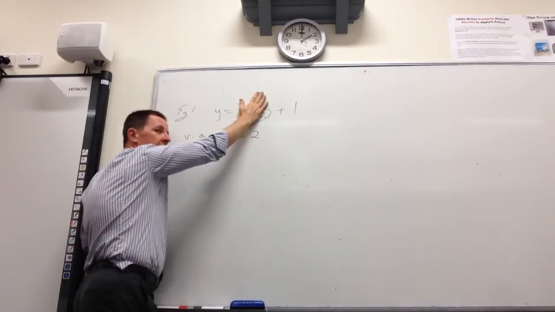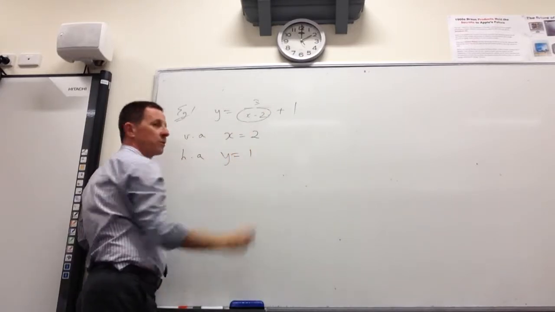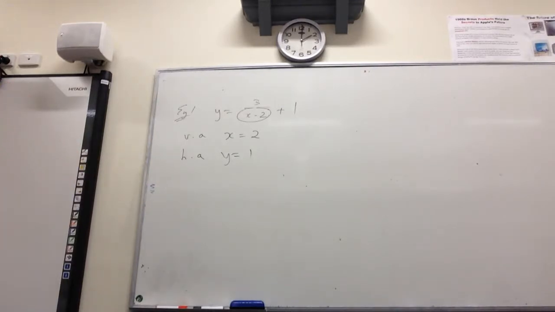My horizontal asymptote, bang. Cover and read. No thinking, just cover and read. y equals 1. Okay?